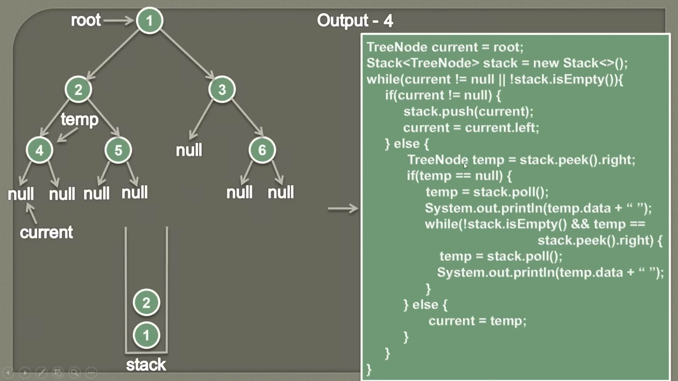So we simply create a temporary variable to peek at the right side of a node present in the stack. And if the temp is equal to null, then it signifies that there are no nodes on the right side and we have already visited the left side. So now it's time to visit the actual node. So we have visited 4 here.